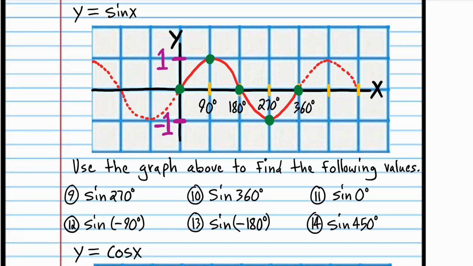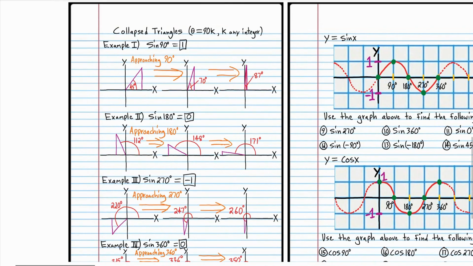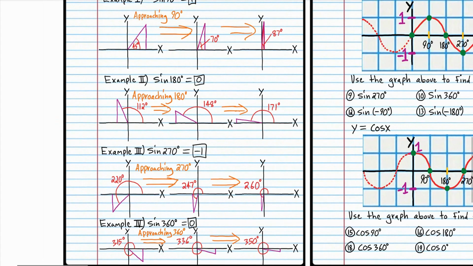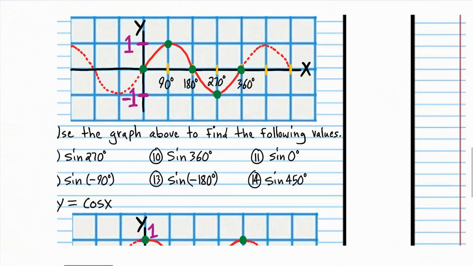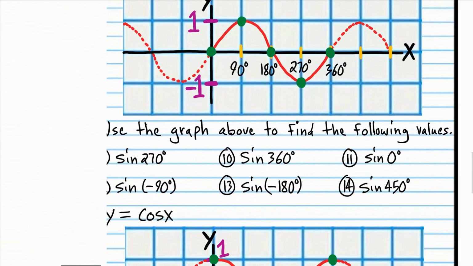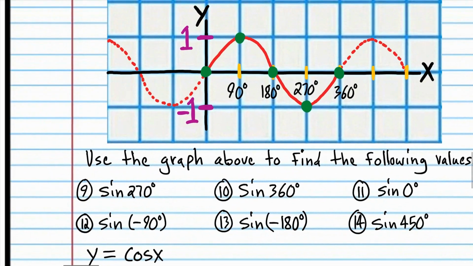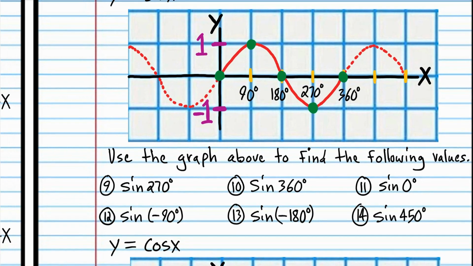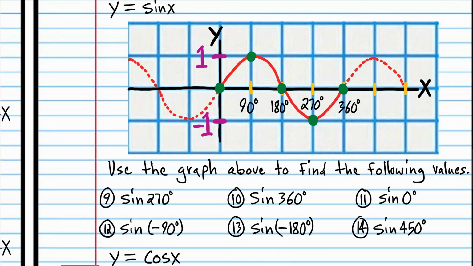So this curve really helps us to find the values of trigonometric functions with angle measures that are multiples of 90, because these green dots show us what the values are. So rather than dealing with collapsed triangles, which is very difficult to picture in your head, it's better to just memorize these curves. So let's do some practice problems. And that explanation may have seemed very convoluted and difficult to understand, but doing these problems is not difficult.